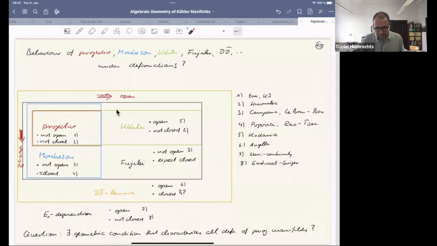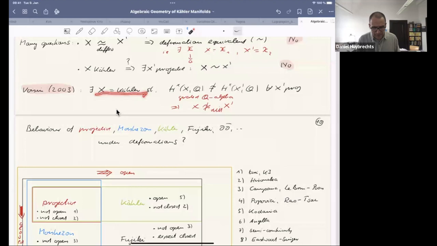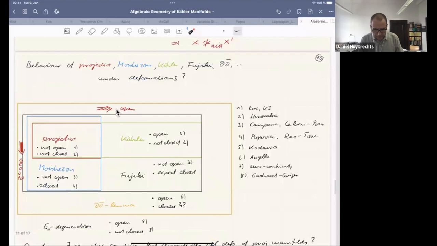But maybe we were a little bit too generous by accepting this definition of a Kähler manifold. Maybe we need a more restrictive notion, only the notion that is inevitable, that we have to adopt when we start with projective manifolds. And this famous result by Voisin tells us that Kähler manifolds in general are too far away from projective manifolds. They might not have anything to do with the projective manifolds we are interested in. And the question is, what is the geometric condition that characterizes all deformations of projective manifolds?